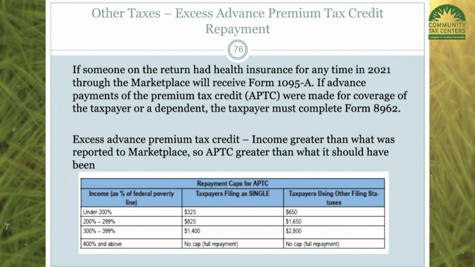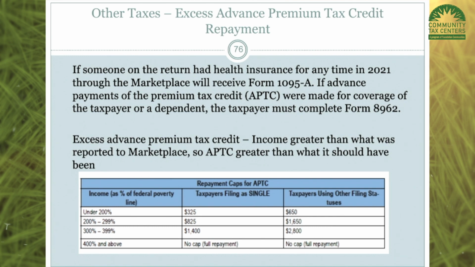It's going to populate the Form 8962, and then it should be within these ranges. You're going to see if their income was under 200% of the federal poverty line, between 300 to 399, or 400 and above, based upon their filing status. This is where their repayment gets capped off.